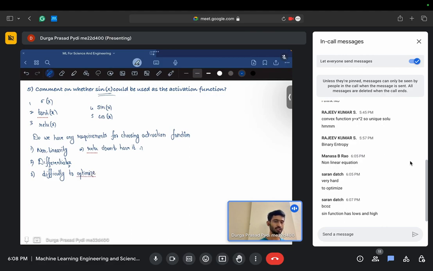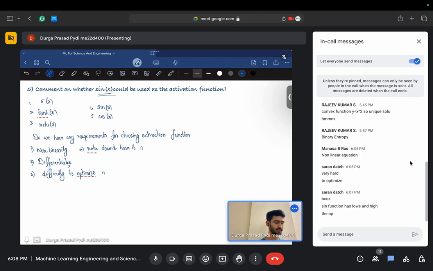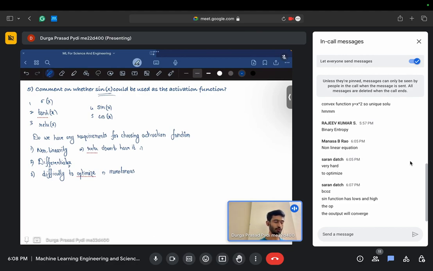Sine function has lows and highs. Maybe I could put it this way: you would require monotonous functions. If you have a monotonous function, a continuously increasing or decreasing function, it would be easy to optimize compared to periodic functions like sine, which keep on oscillating.